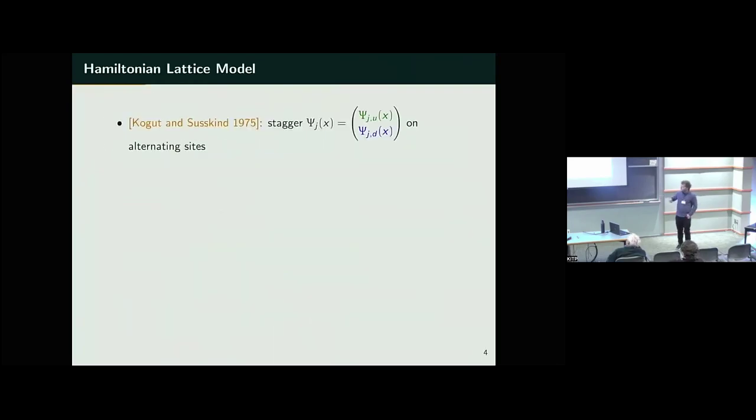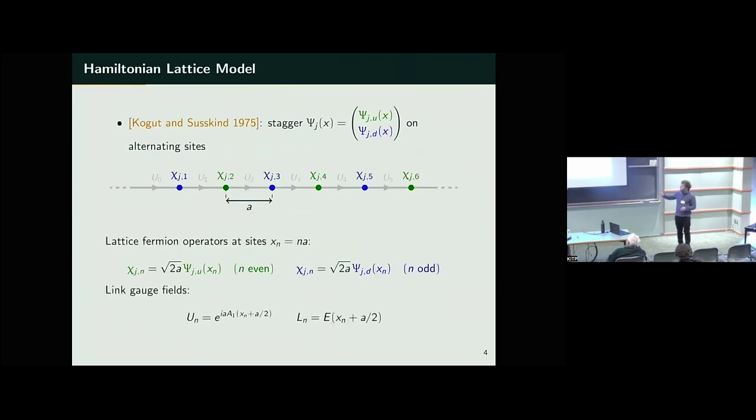So this has been said a couple of times, so I won't belabor it, but this Hamiltonian lattice model that we'll be using is to take our Dirac fermion, or several of them if we have many flavors, and stagger them on alternating sites. So one component will go on even sites, one will go on odd sites, and then we're going to have gauge fields along the links. So this is a picture I think many people are familiar with. I'll just leave it at that.